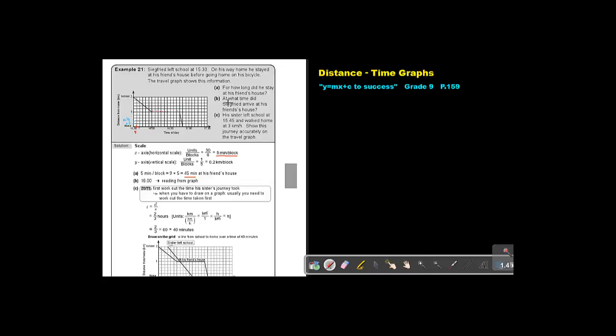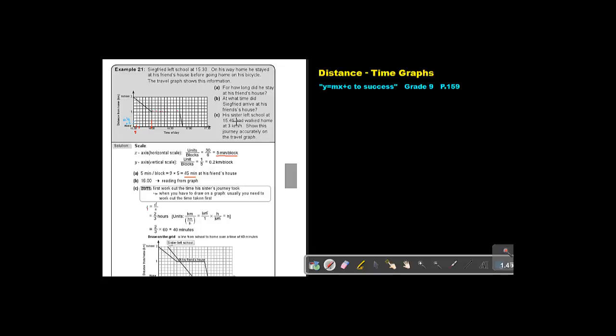Okay. Now, at what time did Siegfried arrive at his friend's house? Remember, he arrived there exactly at 4 o'clock, reading from the graph. 1600 hours is 4 o'clock. And now the last one, number C.